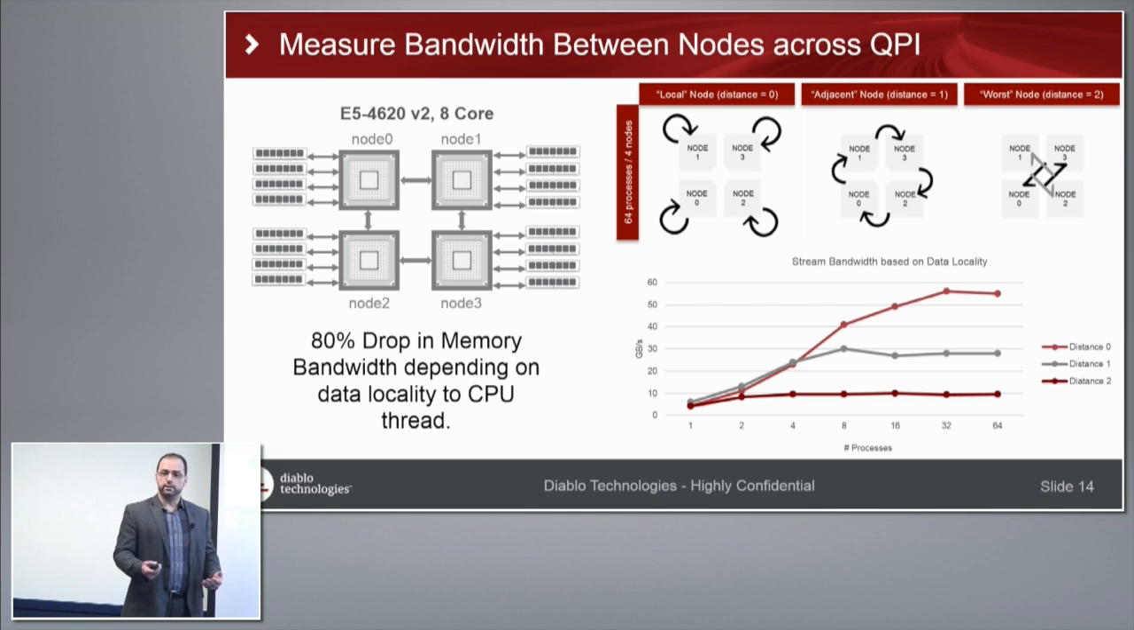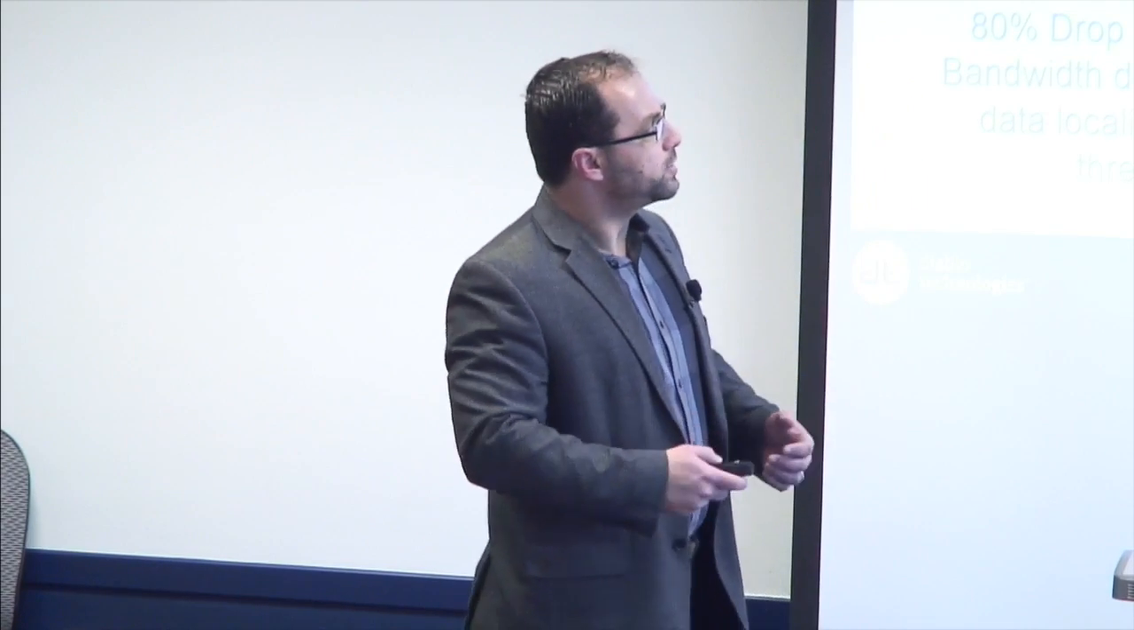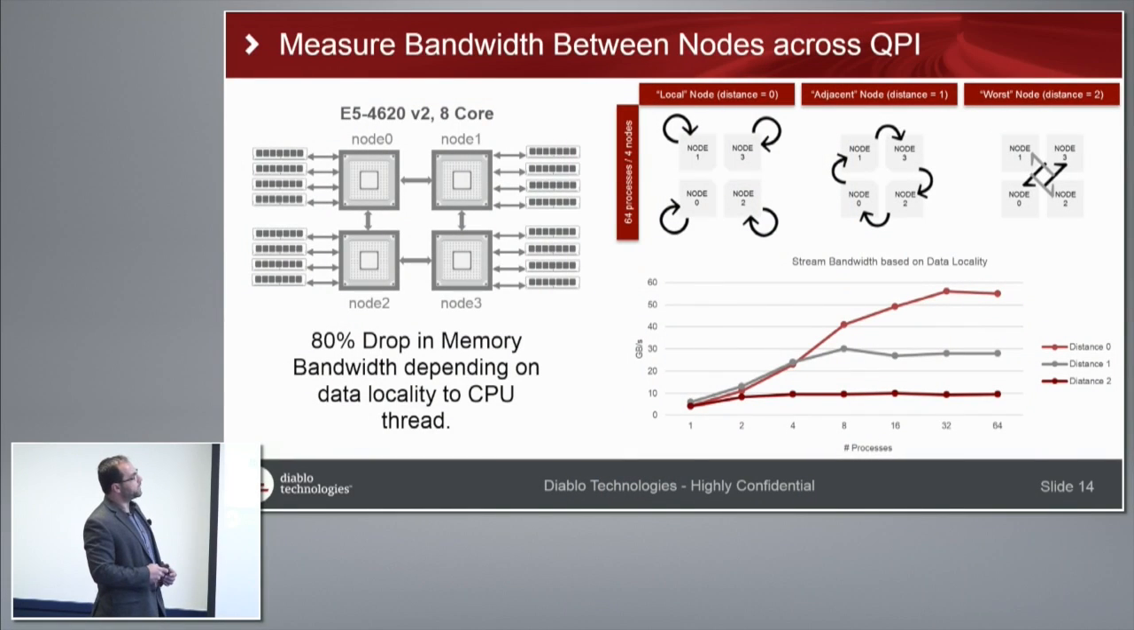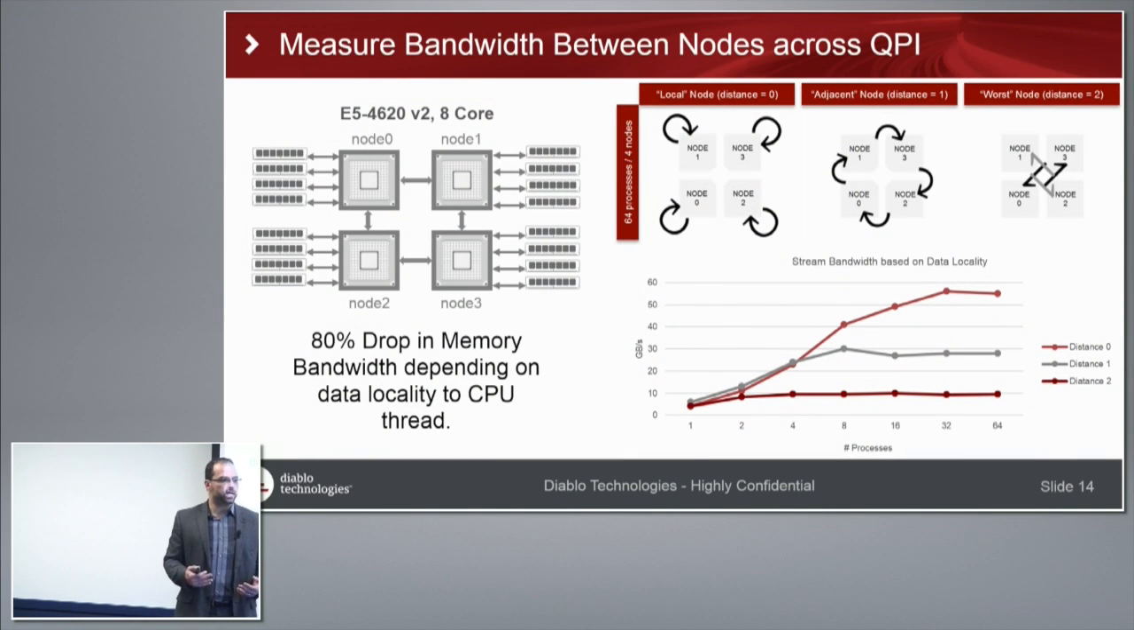It's designed to test the memory bandwidth and performance. It's single-threaded, and the way you run it is you run 1, 2, 3, 4, and you just keep scaling up the number of instances, and you see how the memory bandwidth scales as you add more instances of that benchmark. So we used that test to find out what's the real performance that DRAM can provide in a quad socket system. We did 3 scenarios: the local scenario with distance 0, adjacent, and the worst scenario.